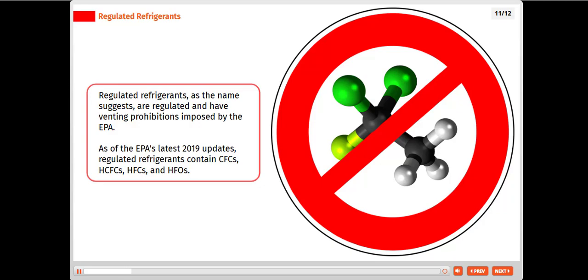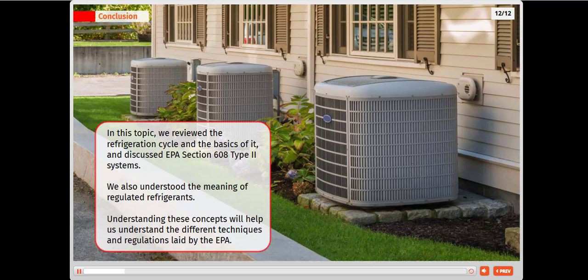Regulated refrigerants, as the name suggests, are regulated and have venting prohibitions imposed by the EPA. As of the EPA's latest 2019 updates, regulated refrigerants contain CFCs, HCFCs, HFCs, and HFOs. In this topic, we reviewed the refrigeration cycle and the basics of it, and discussed EPA Section 608 Type 2 systems. We also understood the meaning of regulated refrigerants. Understanding these concepts will help us understand the different techniques and regulations laid by the EPA.